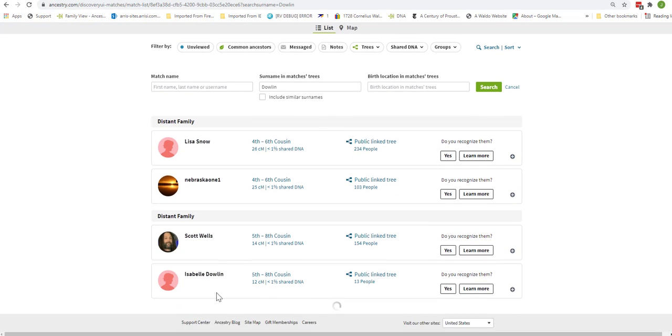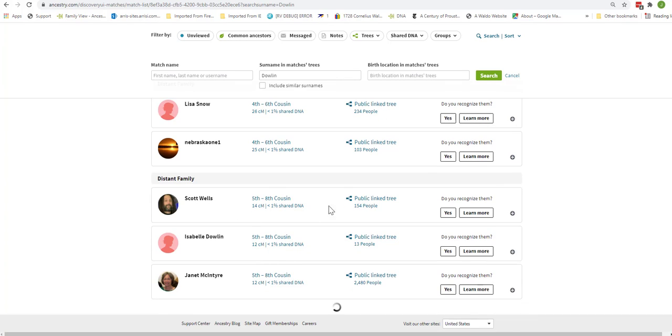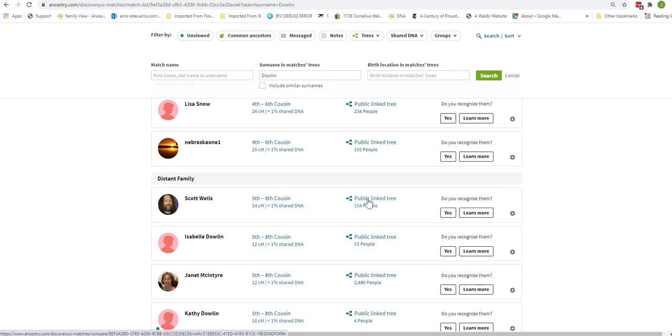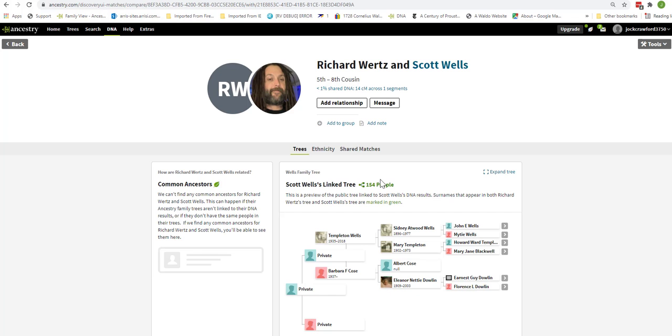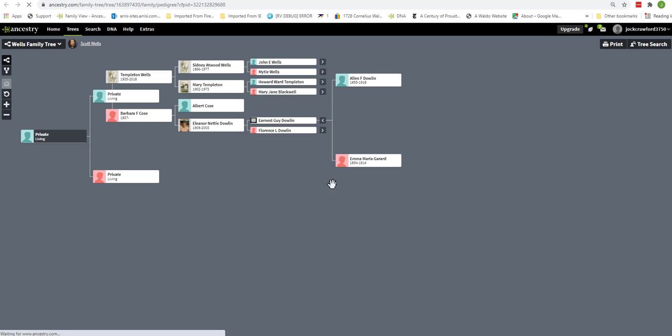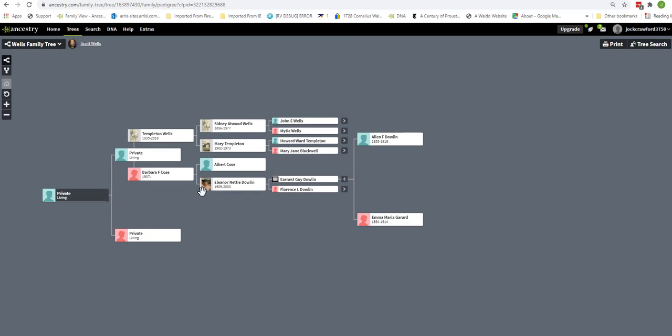And let's try Scott Wells, who is somebody who I've traced to the Dowlins. So if we look at Scott's tree, you'll see that he comes up. And here's somebody we already saw. We saw Ernest Guy Dowlin and Alan also. So he takes that same path. I've put him in my tree.